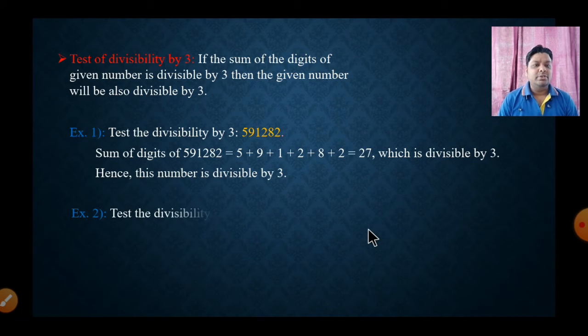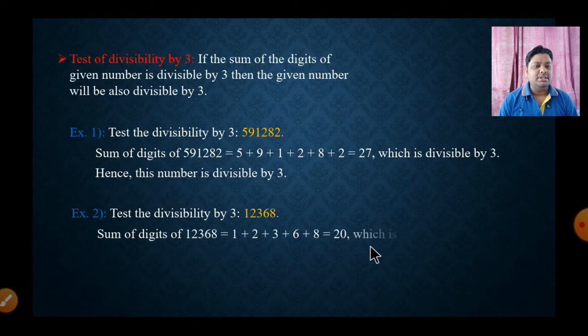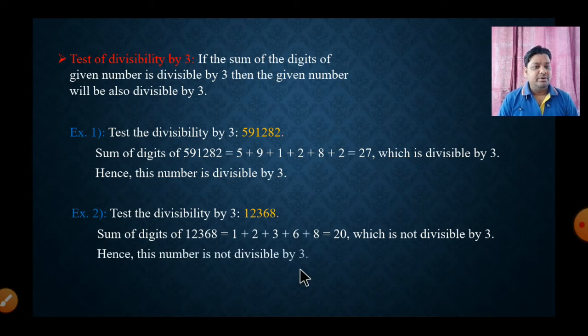Now here you can see the next number is 12368. Again we will add all the digits of 12368, then we will get what? 20. But you can see that 3 sixes are 18 and 3 sevens are 21, but 20 is lying between 18 and 21. It means 20 is not divisible by 3. It means we can say that this number is also not divisible by 3.